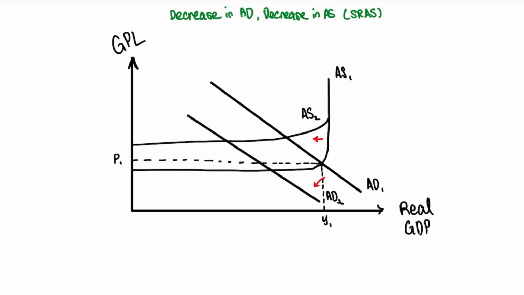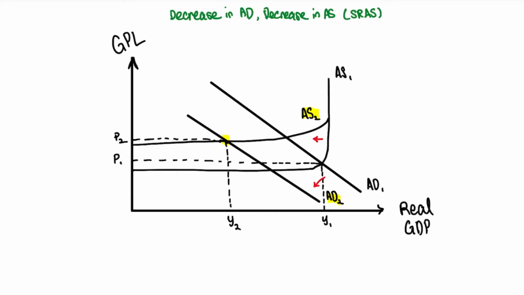Just join the arrows. And now we need to find where the new equilibrium real GDP is. So AD2, AS2, the middle point is over here. These are where the two new curves intersect. Go ahead and plot the new real GDP, which is going to be over here at Y2. And go ahead and plot the new GPL, which is going to be horizontal. This is going to be P2. So this is where the two new curves intersect.